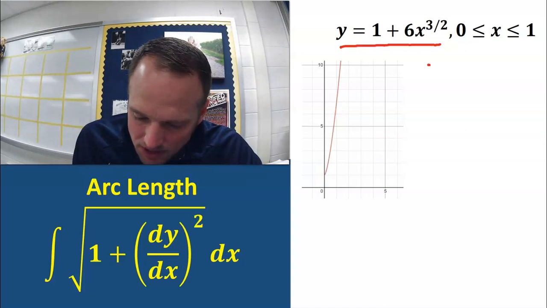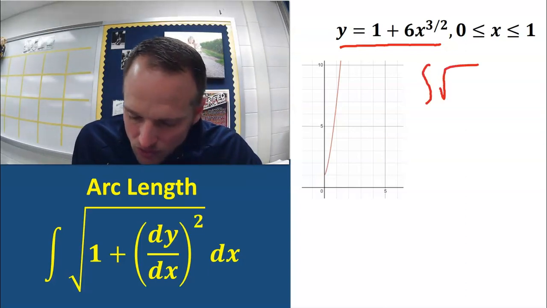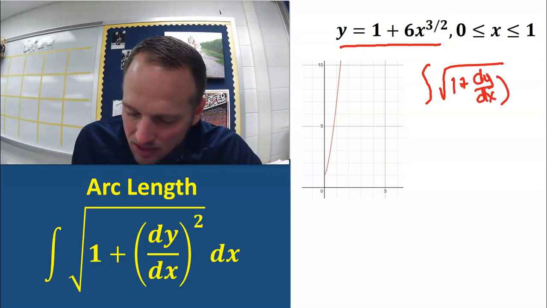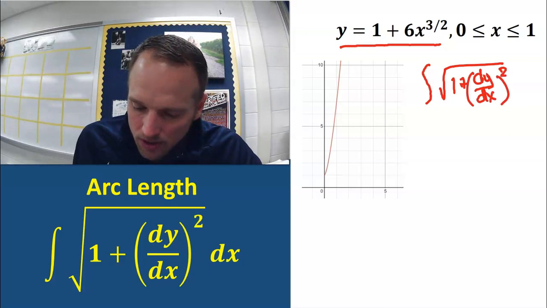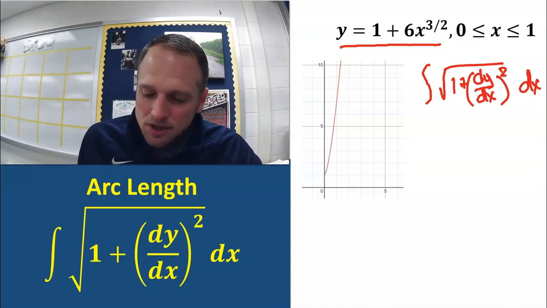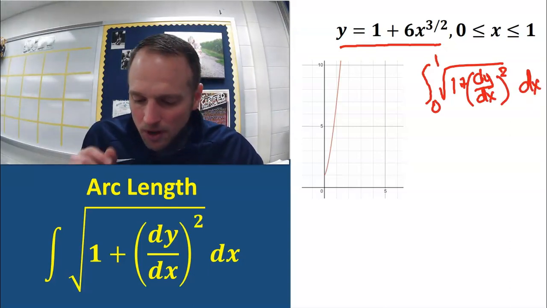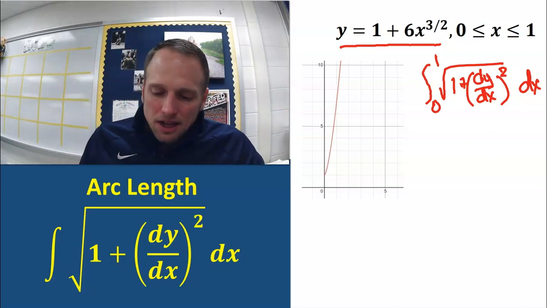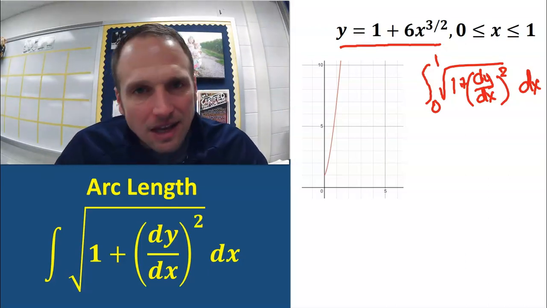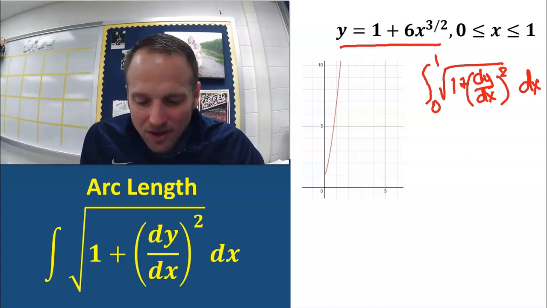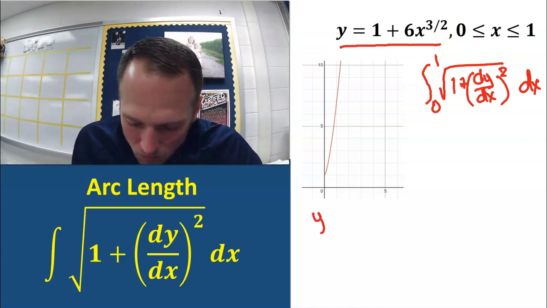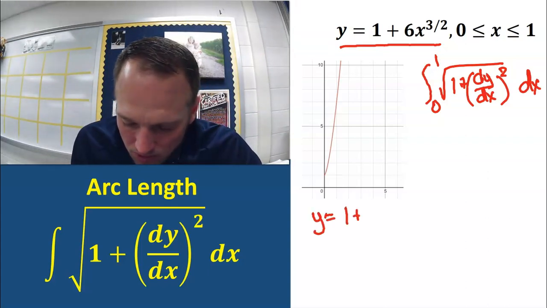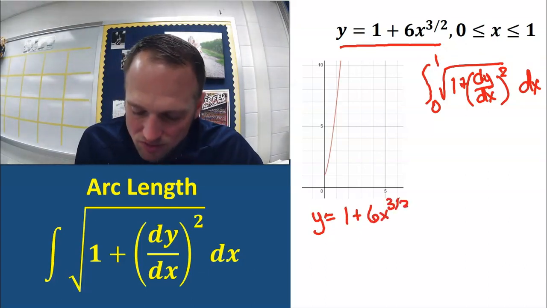Our formula is the integral of the square root of 1 plus (dy/dx) squared dx, and that's going to be from 0 to 1. All right, so how are we going to find that dy/dx? We're going to have to differentiate this. So y equals 1 plus 6x to the 3/2.